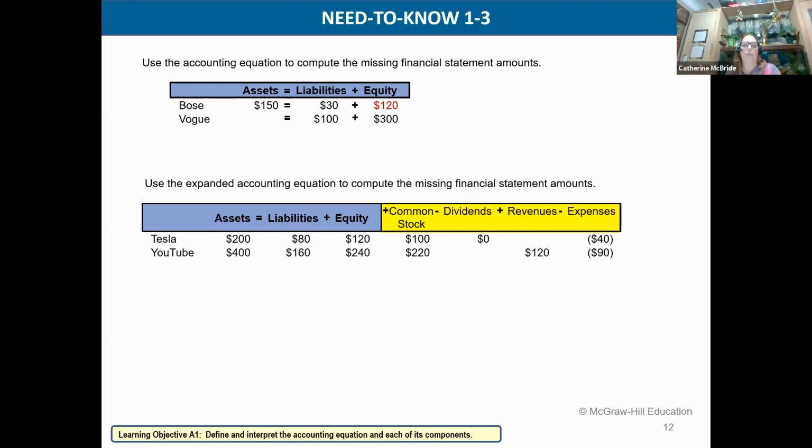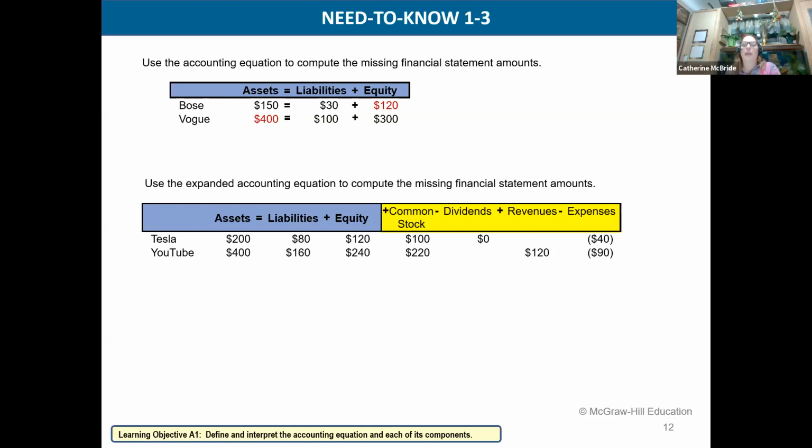Okay, let's try Vogue. So Vogue, we don't know how many assets they have, but we know that they have $100 in liabilities and $300 in equity. So how much should Vogue have in assets? Hopefully you said $400, because 300 plus 100 is 400 and the two sides have to equal, so they must have $400 in assets.